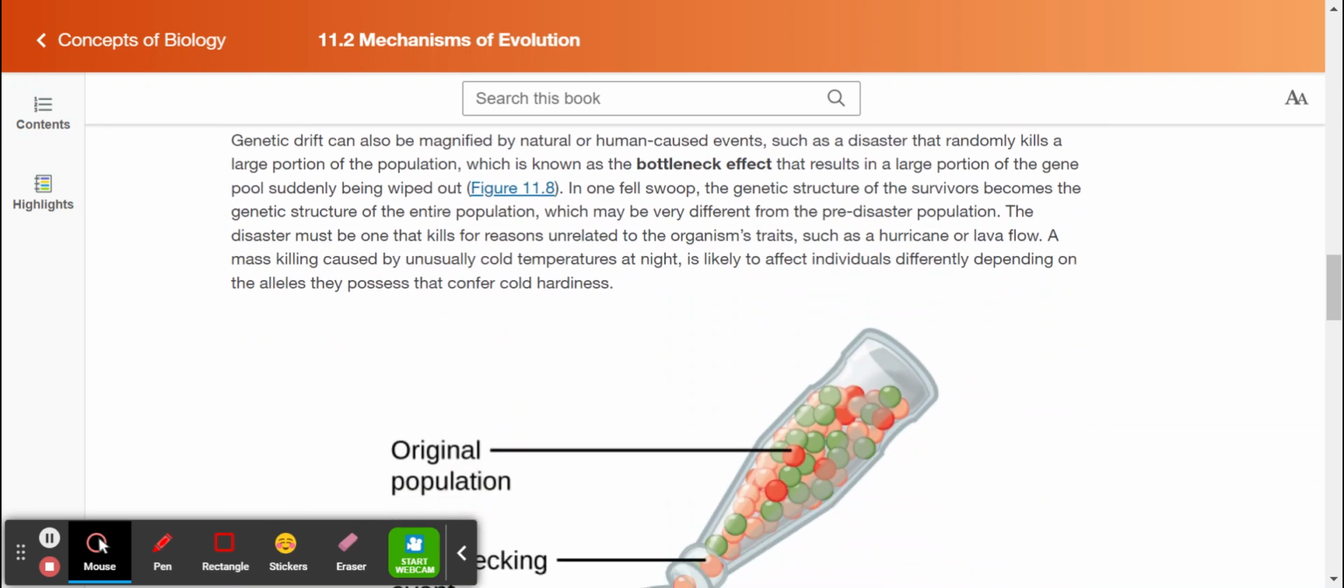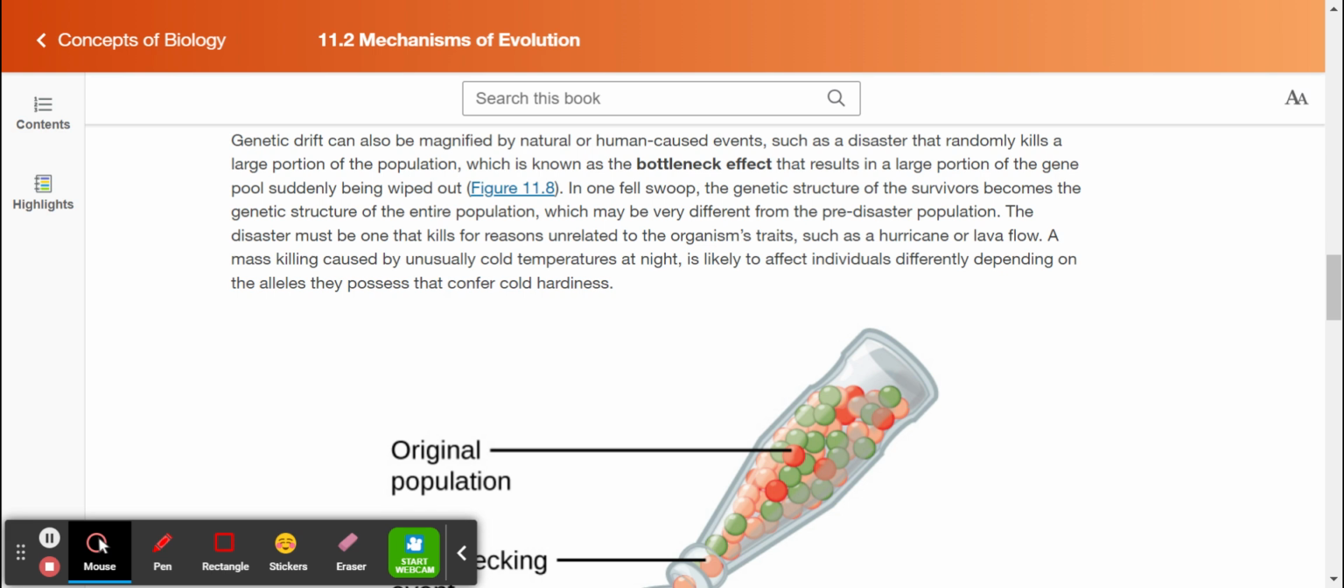Genetic drift can also be magnified by natural or human-caused events, such as a disaster that randomly kills a large portion of the population, which is known as the bottleneck effect, that results in a large portion of the gene pool suddenly being wiped out. In one fell swoop, the genetic structure of the survivors becomes the genetic structure of the entire population, which may be very different from the pre-disaster population.